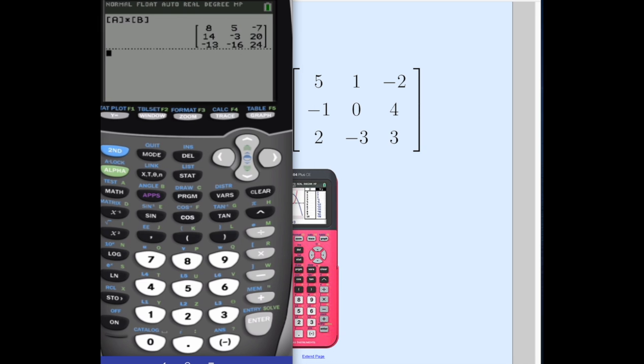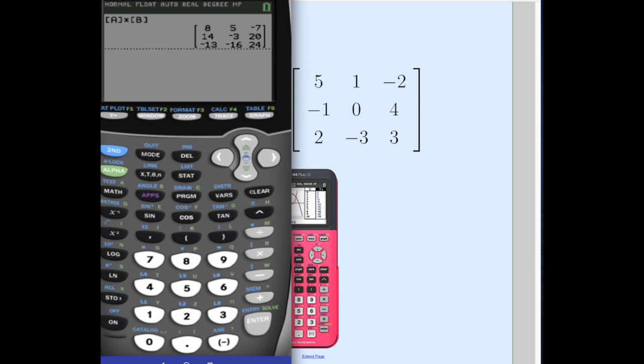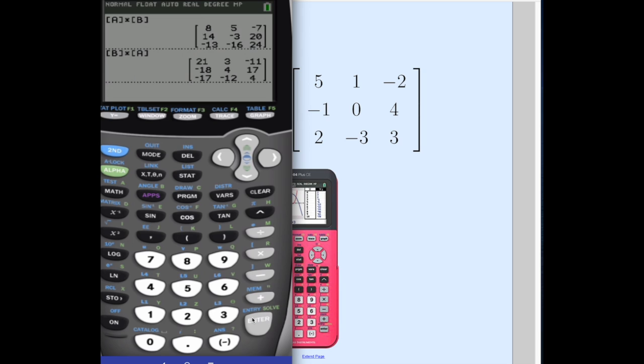So one last thing that should be noted is that multiplication is not always commutative over matrices. And what that means is if we switch A and B, we don't always get the same answer. So for example, I'll do that here. Matrix, I'll do B times A. There we go. And if I press enter, you see I don't get the same thing. So matrix multiplication is not always commutative.